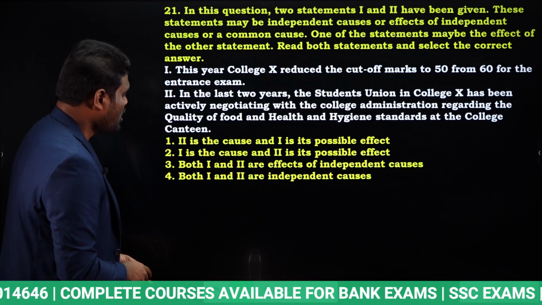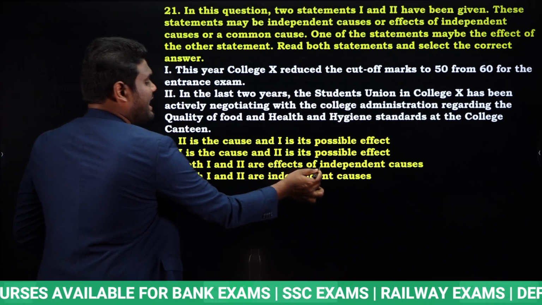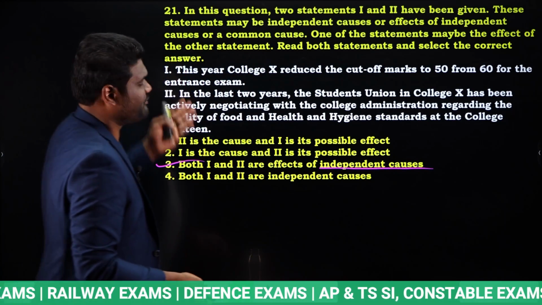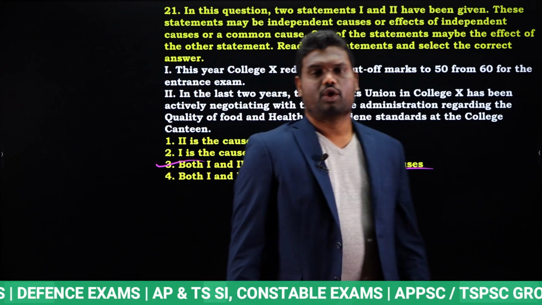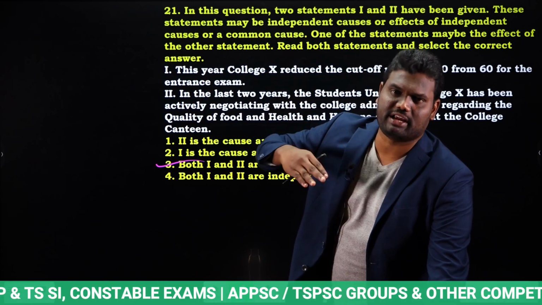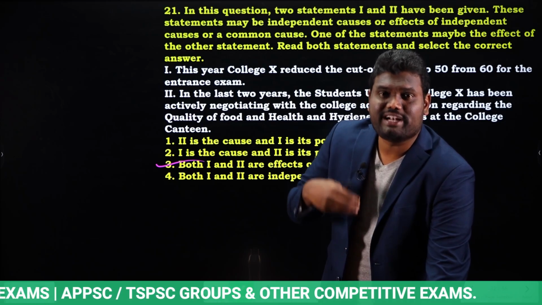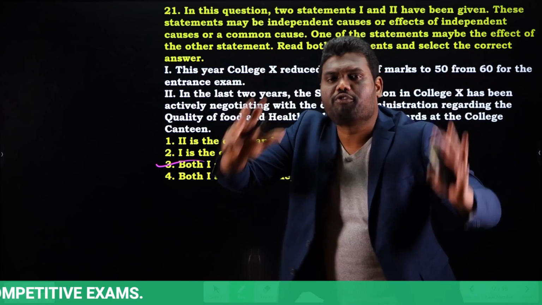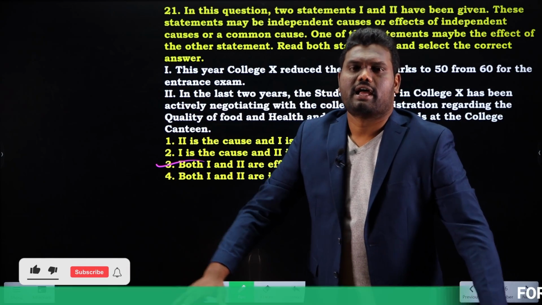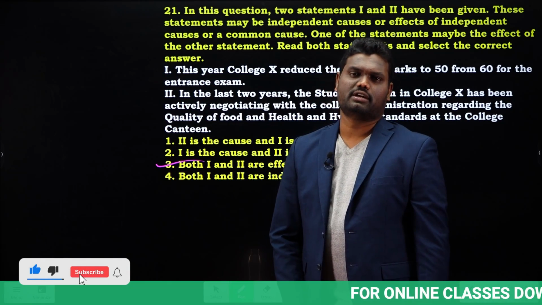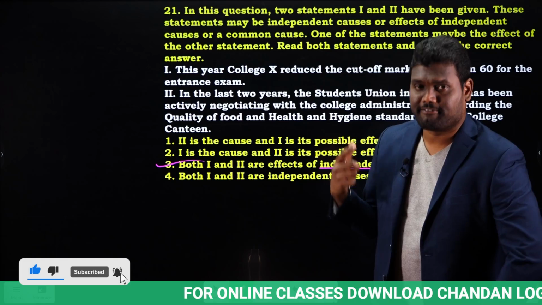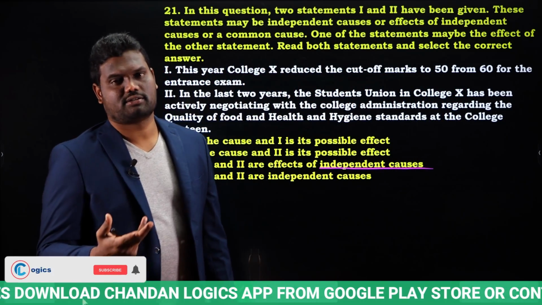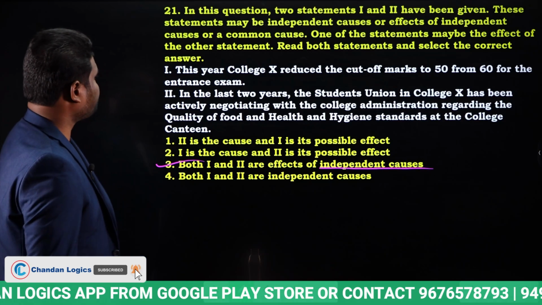So, what should the answer be? Both 1 and 2 are effects of independent causes. Yes or no? Both are effects. The first one is an effect, the second one is also an effect. Why? The cutoff reduced from 60 to 50, it's an effect. The Students' Union negotiating with the college management to provide good food and healthy surroundings in the college is also an effect. Both of them are effects, but of independent causes. So, different causes. Okay. So, the answer will be option 3.